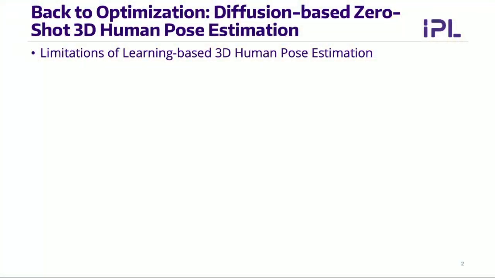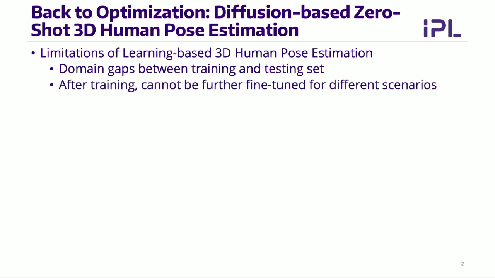There are several problems with existing learning-based methods. First, models may suffer from the domain gaps between training sets and test sets. Second, once the model is trained, there is no way to make it better unless the model is retrained. Third, models cannot deal with novel poses easily.